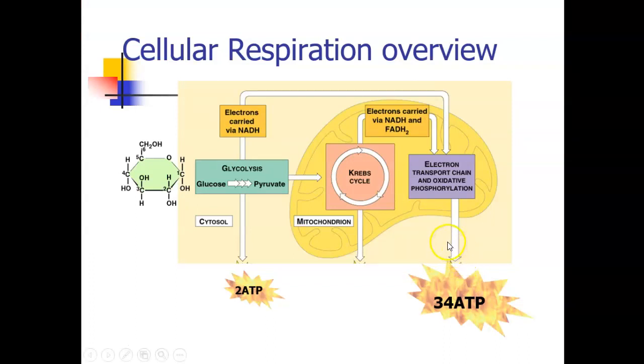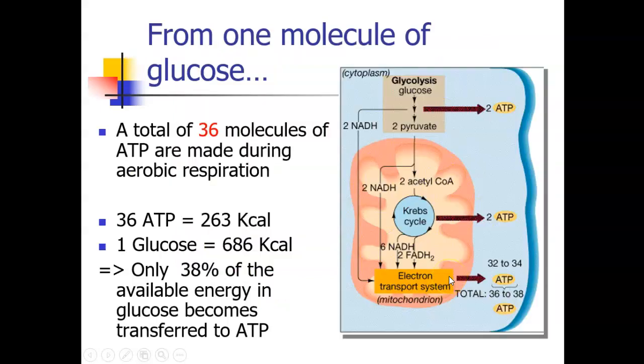So again, cellular respiration overview starts with glycolysis. We get a little bit of energy. The transition state and the Krebs cycle, we get a little bit of energy. We get most of our energy in that final step, the electron transfer chain and oxidative phosphorylation. So if we want to calculate how much energy we get, a total of 36 molecules if you add up how we actually get it, which if you break down how many energy molecules are actually in one molecule of glucose, we only get about 40% of the energy back.